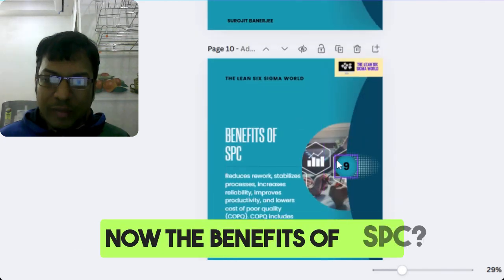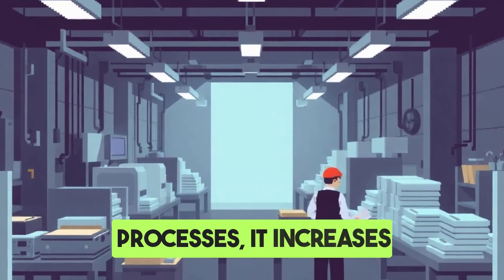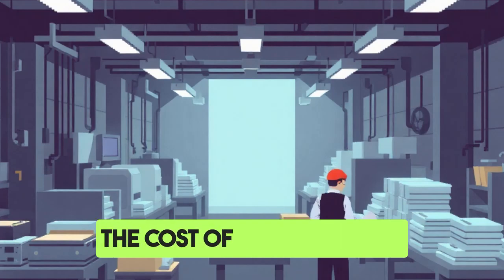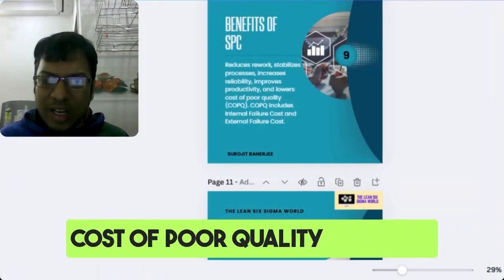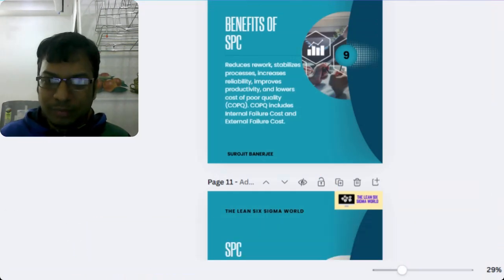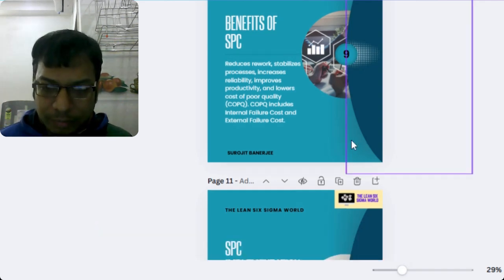Now, the benefits of SPC: it reduces rework, it stabilizes processes, it increases reliability, it improves productivity, it lowers the cost of poor quality. Cost of poor quality involves internal failure cost and external failure cost. So it basically helps to lower the cost of poor quality.